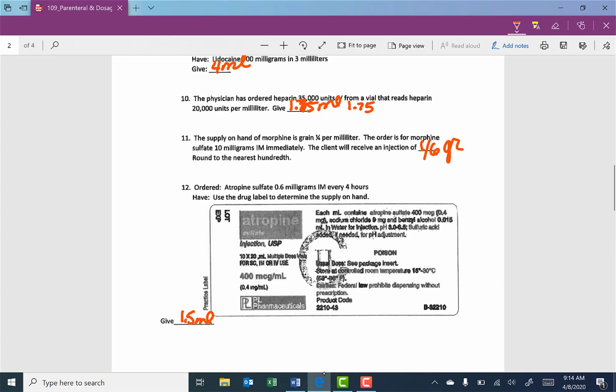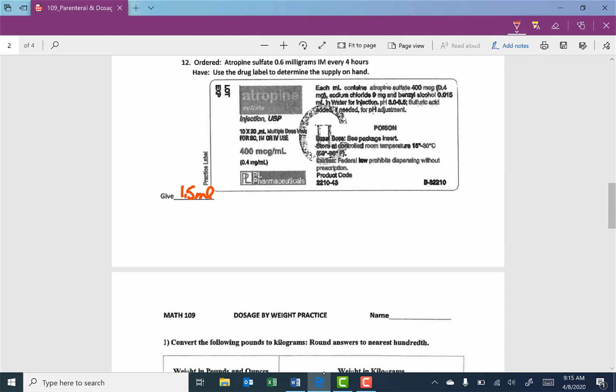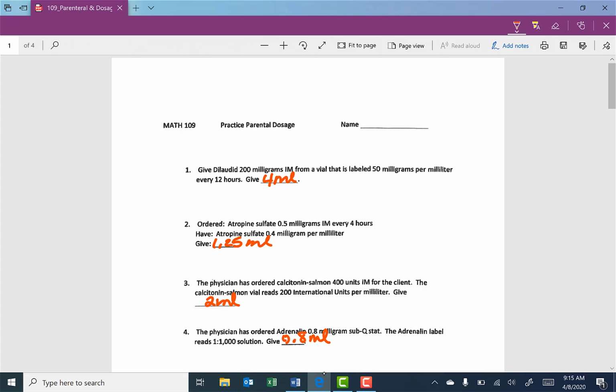I don't want you to work on the next section that's listed here, because we didn't cover that. So let's head back up to the top here, and let's try to do a few of these given the time that we have. Okay, so we have number 1. Give Dilaudid 200 milligrams IM. What's IM? You should learn that on the abbreviations that I gave you. From a vial that is labeled 50 milligrams per milliliter every 12 hours. How much do we give?